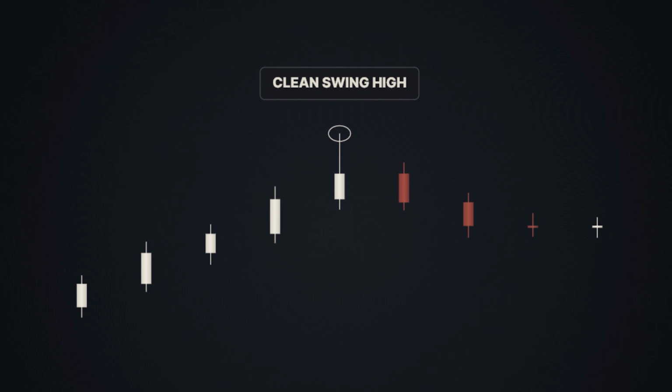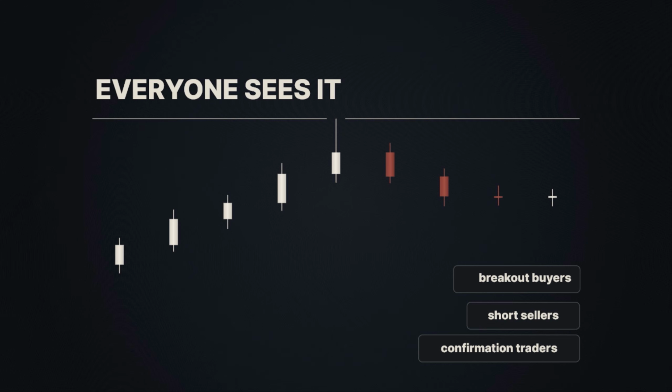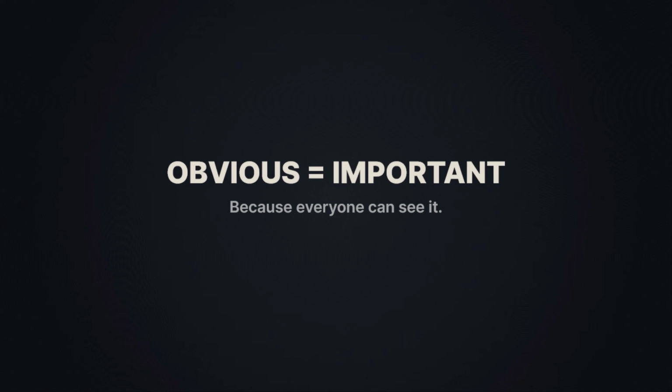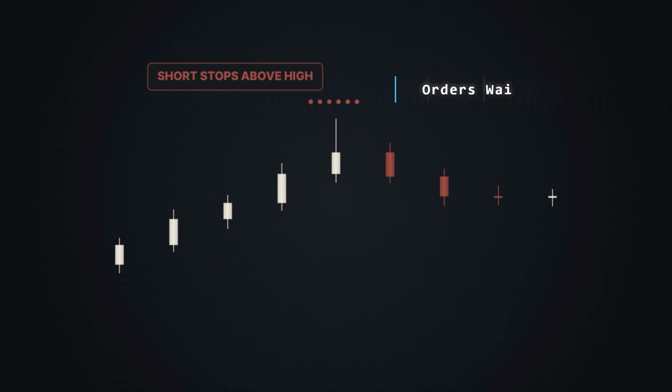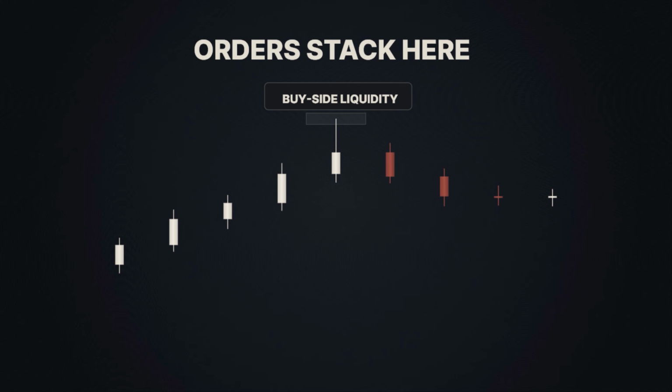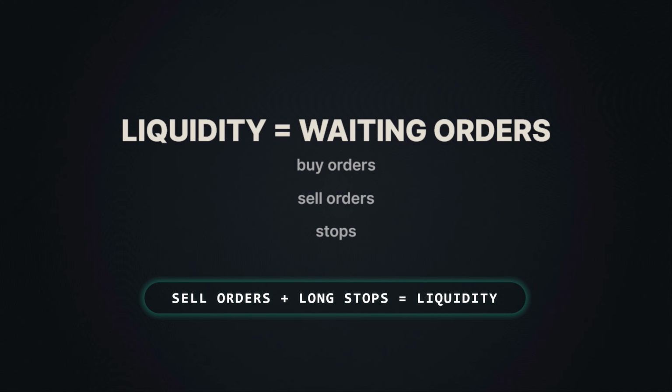So look at this clean swing high. This high is obvious enough that breakout traders, short sellers, and traders waiting for confirmation can all see the same level. That is exactly why I care about it. Above that high, breakout buyers may place buy orders. Short sellers may place stop losses there. Both types of orders create liquidity. Liquidity simply means orders waiting in the market.